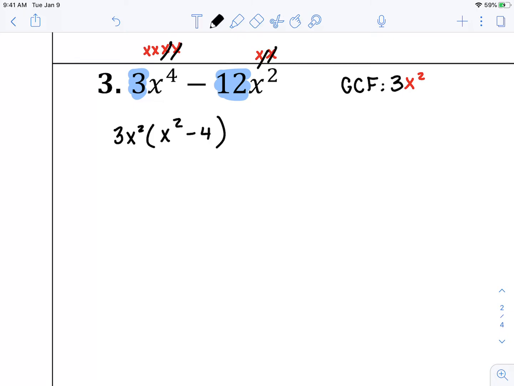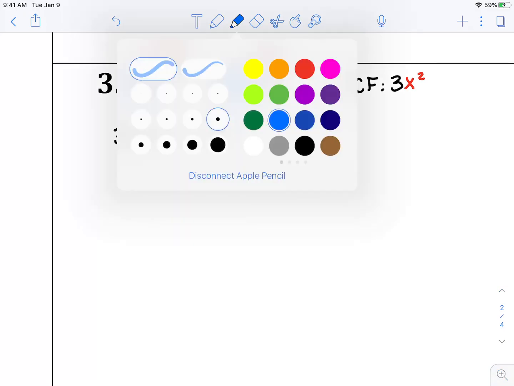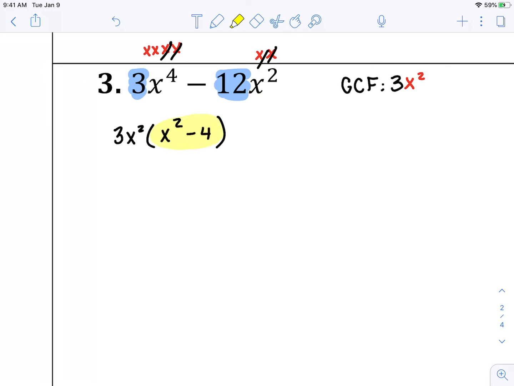Okay, so then if I look on the inside, this is a perfect square, or difference of squares. So x times x, 2 times 2, so that's really written as x plus 2, x minus 2, and then don't forget your 3x squared.